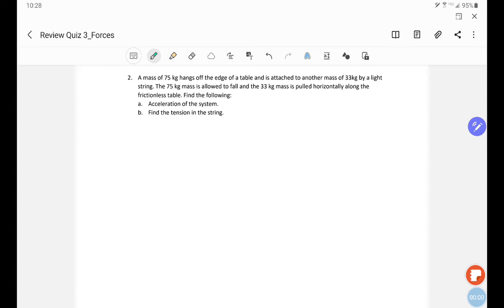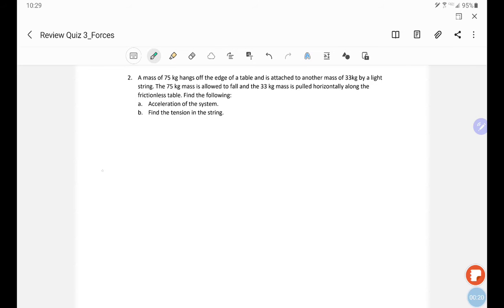Alright guys, here's an Atwood machine problem. It says a mass of 75 kilograms hangs off the edge of a table and is attached to another mass of 33 kilograms by a light string. The 75 kilogram mass is allowed to fall and the 33 kilogram mass is pulled horizontally along the frictionless table. Find the following: acceleration of the system and tension.